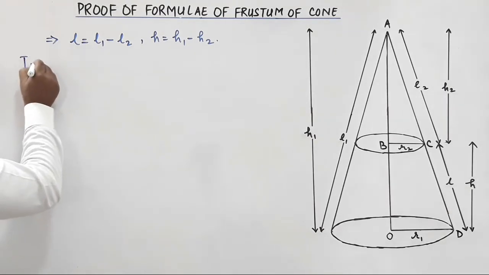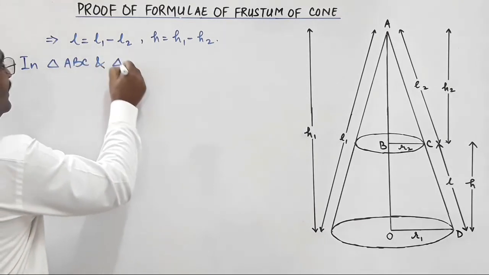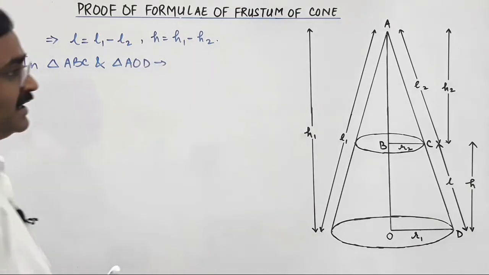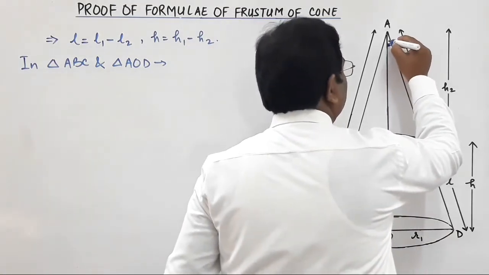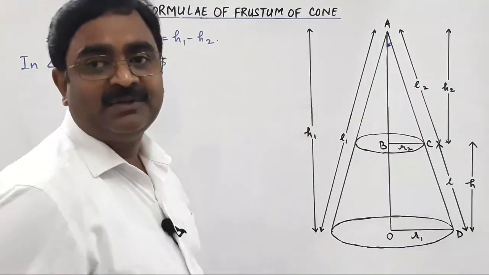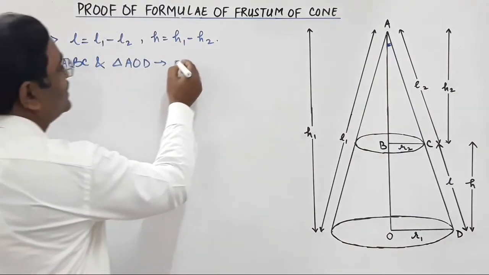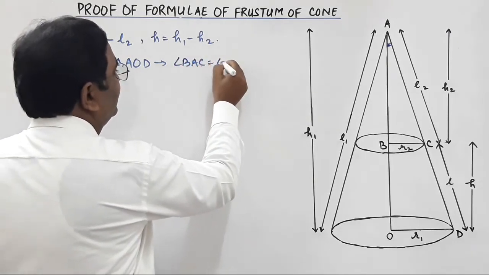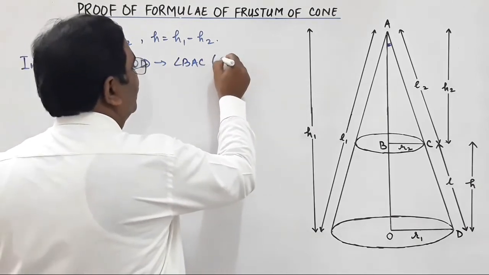So as from the chapter Triangles, in triangle ABC and triangle AOD, right? In this, angle A is common in both these triangles. This angle is in ABC also, this angle is in AOD also. Understood? So in these two triangles, angle BAC is equal to angle, or you can say they are common. This angle is common.